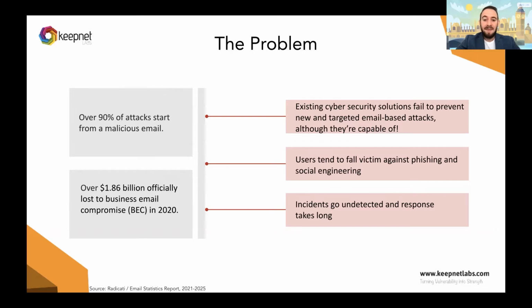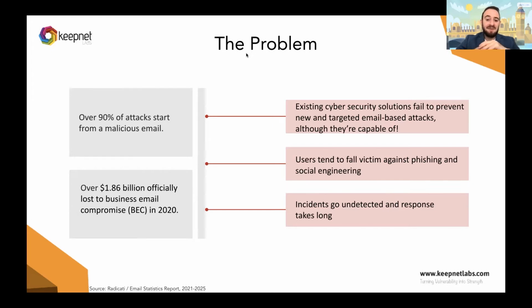That's huge. And the existing cybersecurity solutions like anti-spam, firewalls, sandboxes, and many other first line of defense technology fail to prevent new and targeted email-based attacks like APT. Also, they are capable of it, but they need more configuration, updated signatures, or, let's say, extra configuration to secure your network.